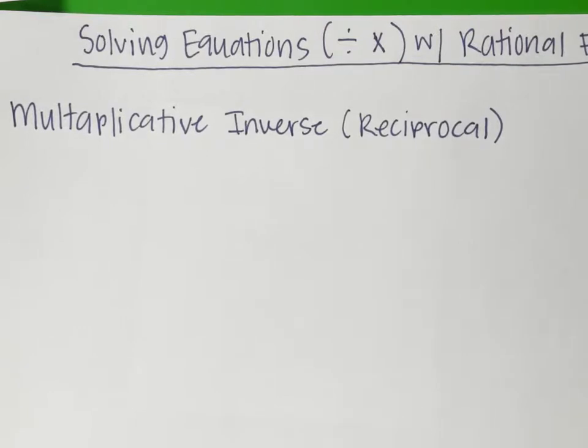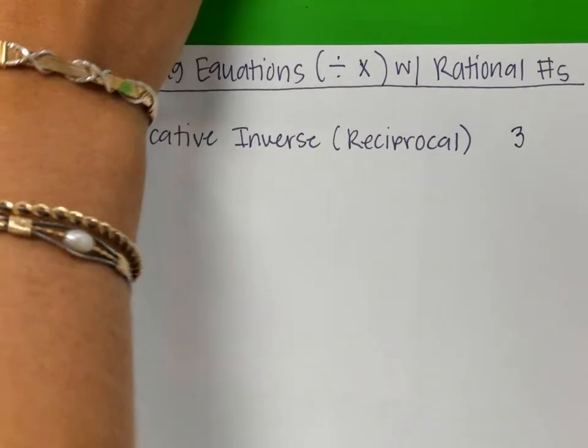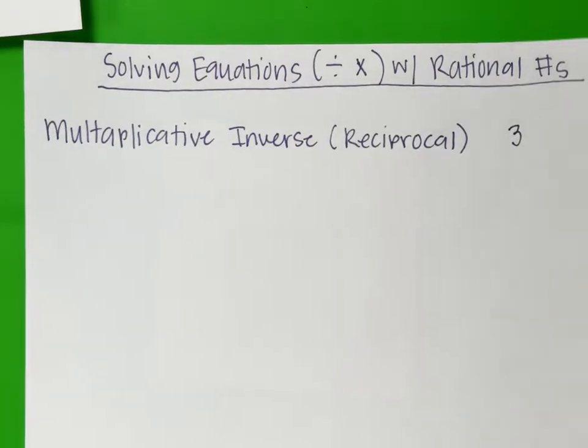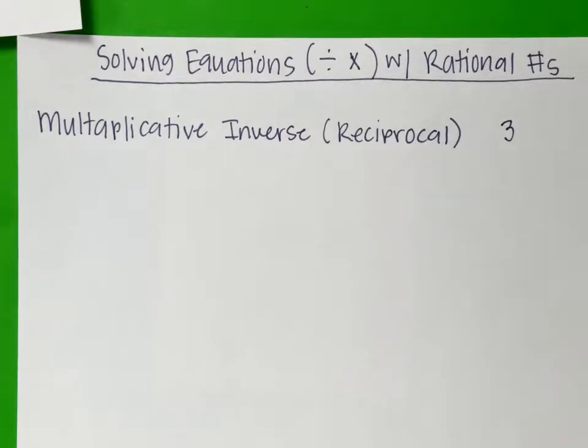What does it mean? Well, isn't the multiplicative property something that's multiplied by 0 to 0? But we're not talking about a property right here. So, what if I have the number 3? Can anybody tell me what the reciprocal of 3 is?